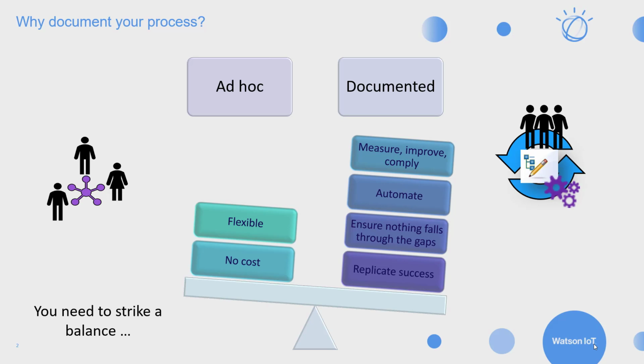Specifically, you can't measure how your process is performing, you can't improve, and it's difficult to comply to standards that require a documented process. You also can't automate what you're doing. You can't make sure that nothing is falling through the gaps, and you can't replicate your successes. Ultimately, you need to strike a balance. Method Composer is a tool that can help you do that.